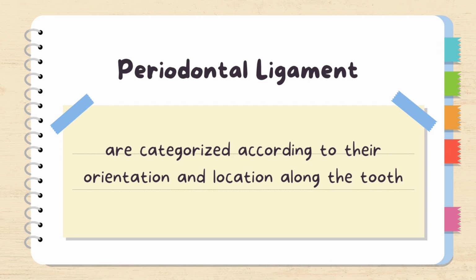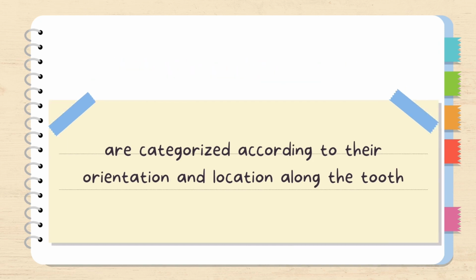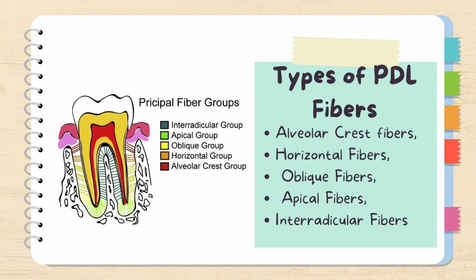Fun fact: periodontal fibers are like us people. They are categorized according to their orientation and location along the tooth. Like when you are from the Philippines, you are called a Filipino. Or when you are from Korea, you are called a Korean. Interesting, isn't it? PDL fibers are categorized as alveolar crest fibers, horizontal fibers, oblique fibers, apical fibers, and interradicular fibers.